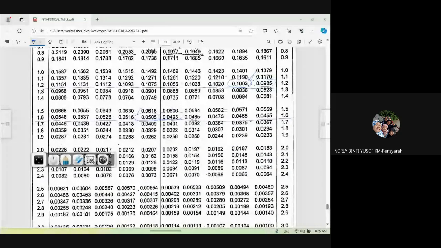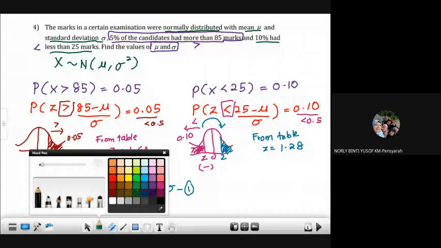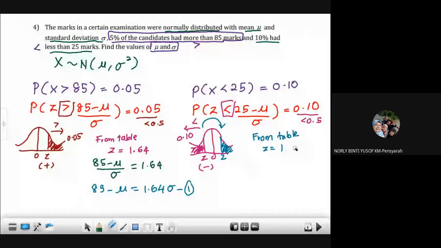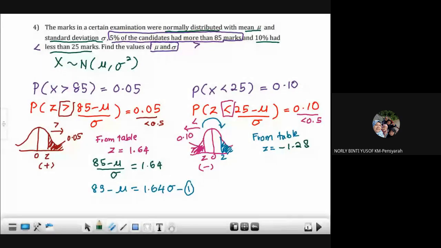Write 1.28 here. You read inside the table to get the value of Z. But you must make sure that when you read the blue table, since your normal shape is negative, the answer is not just 1.28. Immediately put the negative value, because of the normal shape.